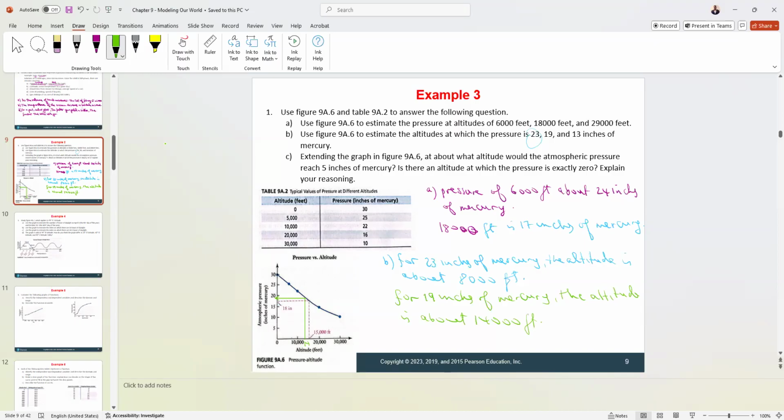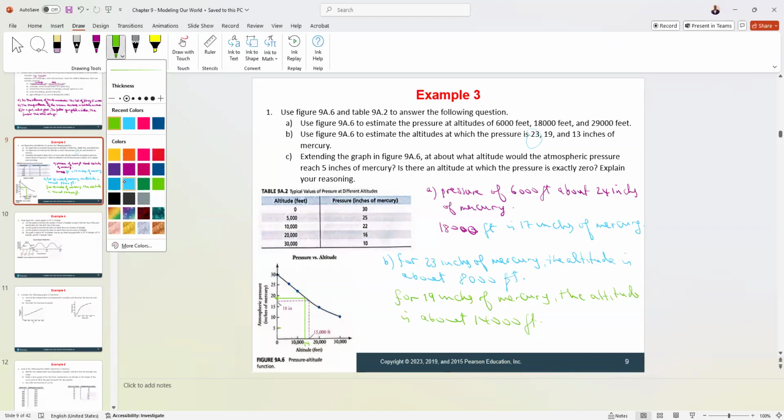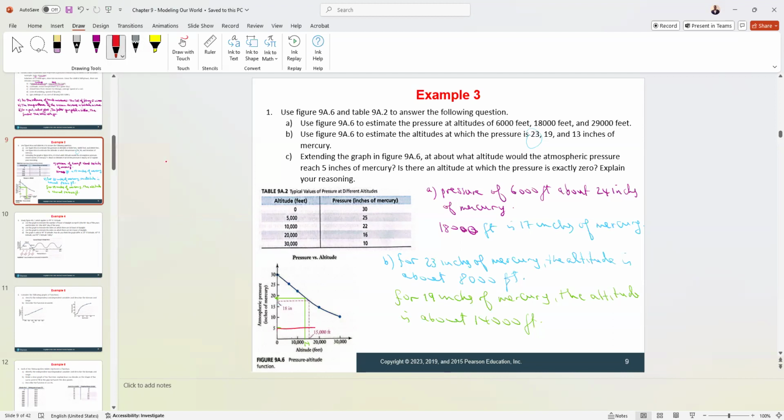Now, using the graph in 9.6, at about what altitude would the atmospheric pressure reach 5 inches? Oh my God, this is 5 inches. Let's go very quickly. I'm going to use a different color just for you to see. Let's go with red. If we go with a line, so then you choose to go with this. Where do you think that's going to go? Well, for 5 inches, I think it would reach about 50,000, right? That's what you can see from this one.